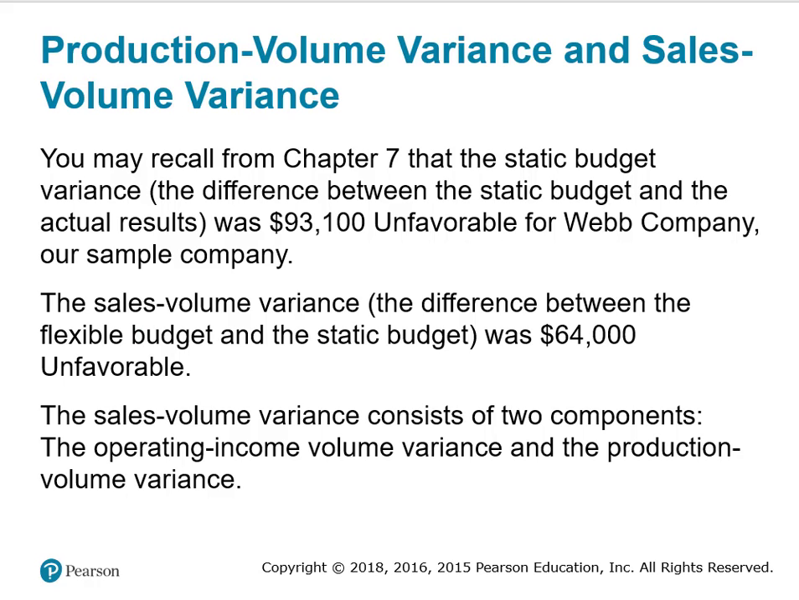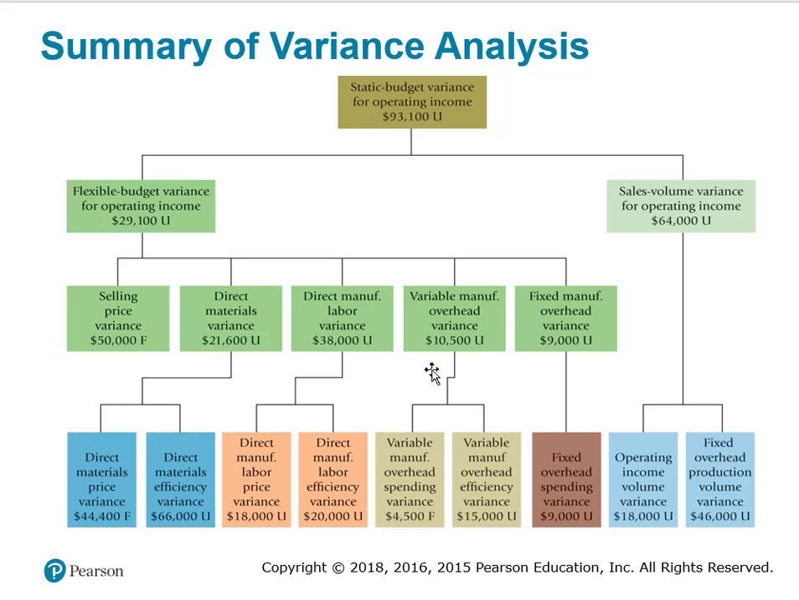Doesn't get any better than this. So here are all of our variances. There's our static budget variance that we just talked about, 93.1. And the flexible budget variance was 29.1. Sales volume variance was 64,000. The flexible budget is taken apart into a selling price variance, but also direct materials, labor, variable overhead, and fixed overhead. Then we take it down one more step. This is the level 3 variance here. So this is a combination of chapters 7 and 8 together.